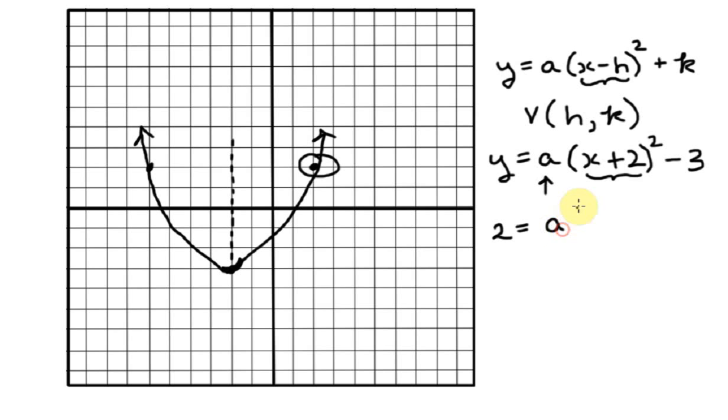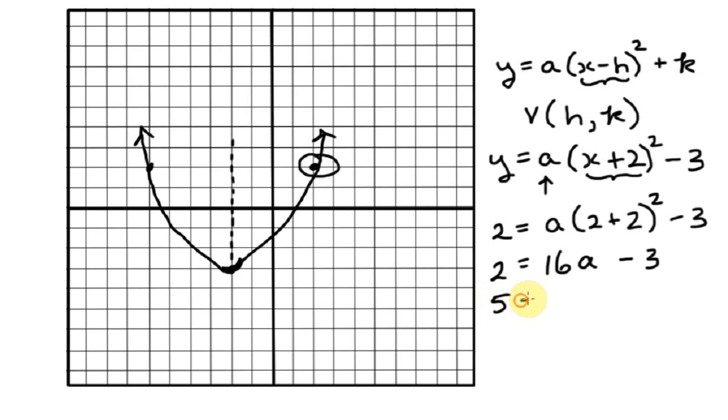So, I don't know a. We know x is 2, so we're going to plug it in: 2 plus 2 is 4, squared, and then we have minus 3. Okay, so what do we got here? We got 2 equals a times 4 squared, and 4 squared is 16. So that's 16 times a. And I spun this around because it looks a little better. Then we have minus 3. So I'm going to add the 3 over to this side, and that equals 16a. And now I'm just going to divide by 16. So here's what a is.